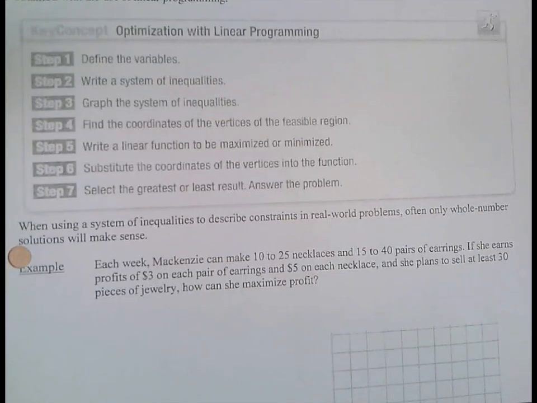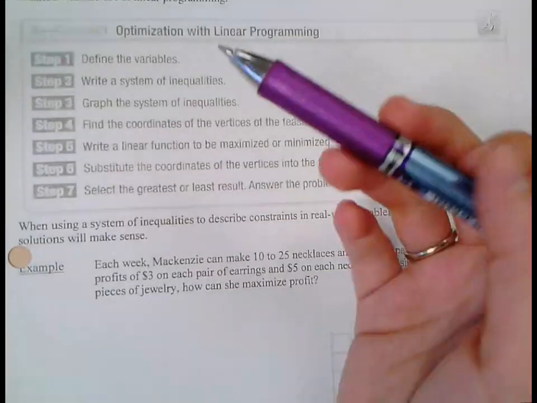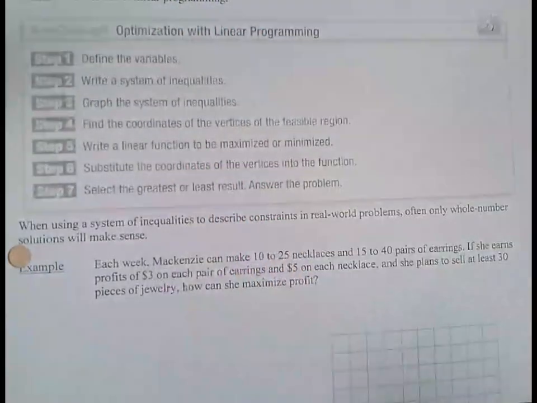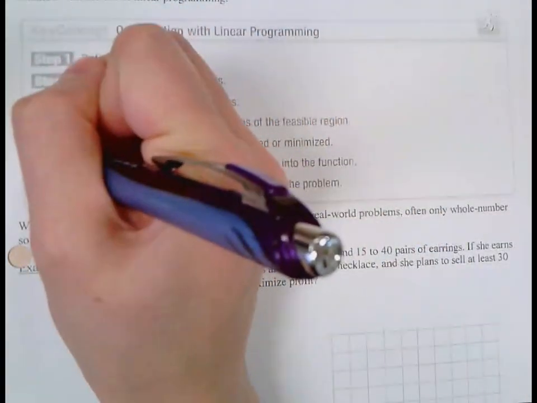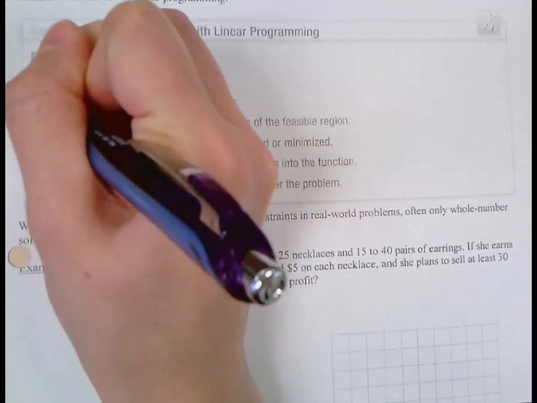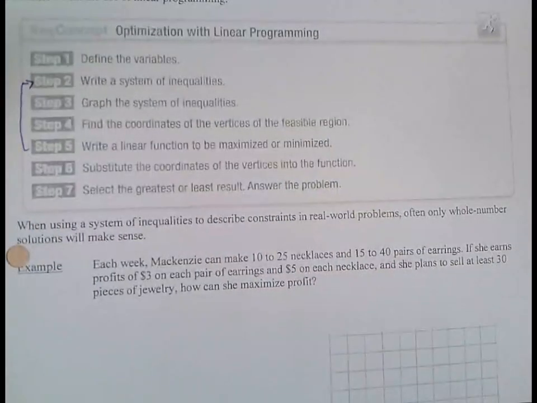So when we go through this, I have one example to go through with you. When we go through this, I'm going to number the steps. I am going to combine step 5 and step 2 just so we write everything at once, write the system of inequalities and write the function right away. And then we can go ahead, graph the system, find the coordinates of the vertices of the feasible region, substitute the vertices into the function, and then answer the question.